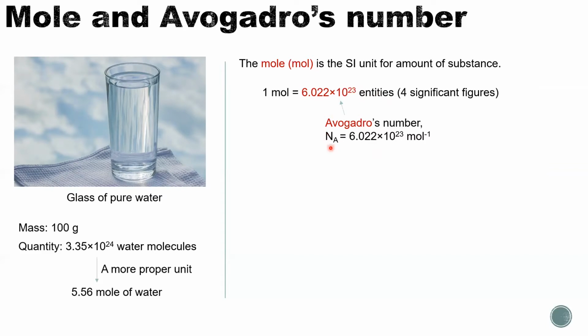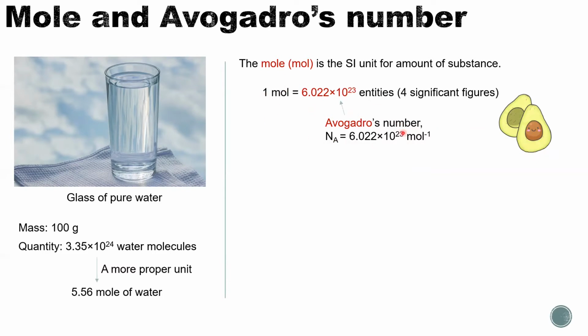And Avogadro's number is a constant for any type of molecule, any type of particles. If you have 1 mole of that substance, there are 6.022 times 10 to the 23rd of these particles in that 1 mole. So it's a constant. The way to remember Avogadro's number is, it sounds very similar to Avogadro, right? At least that's how I remember this name.